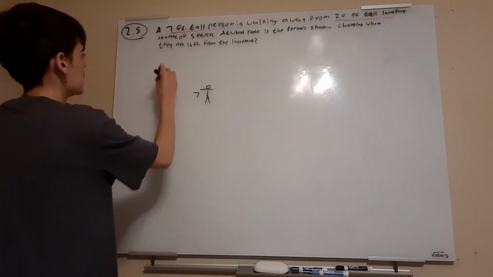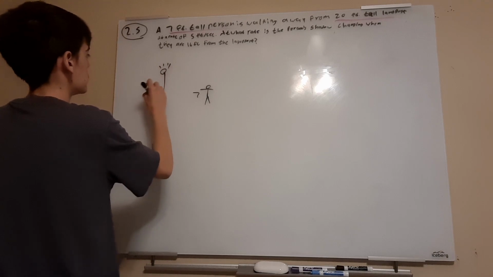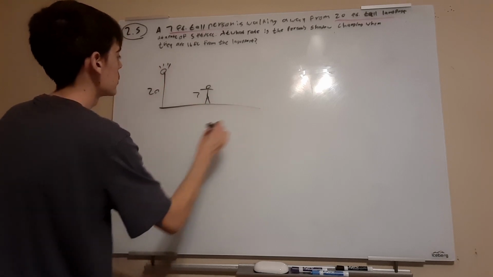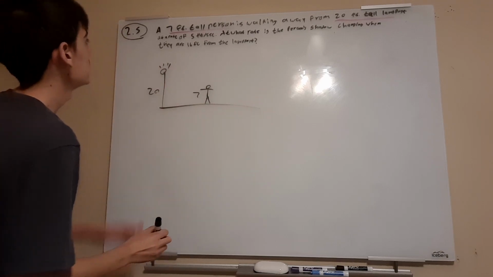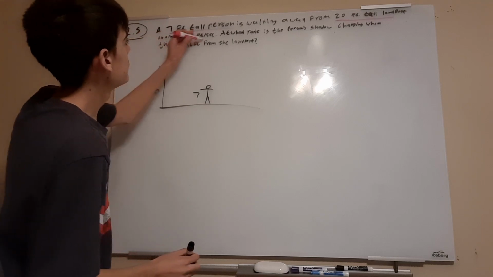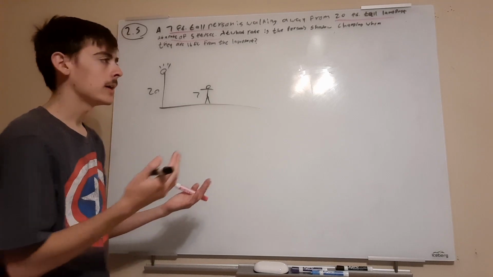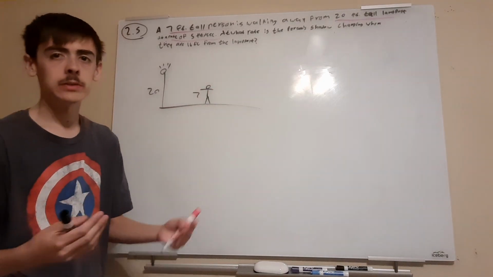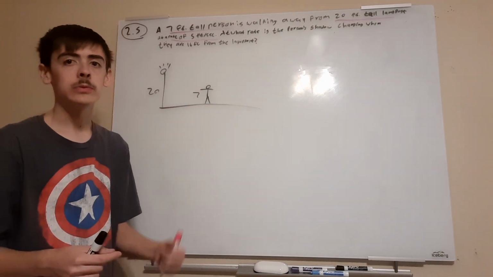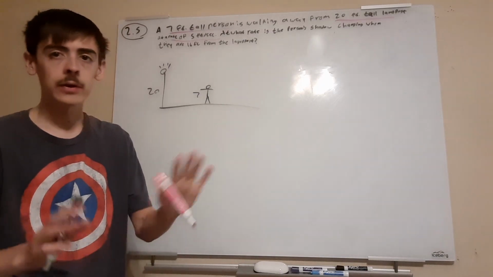So if this was our lamppost right here, and that's 20 feet tall, let's make sure we draw our ground. He's walking away. And it says that he's walking away at a rate of 5 feet per second. So he's walking away, and we don't have any good variable names here, like no v for velocity, no a for area or anything like that.